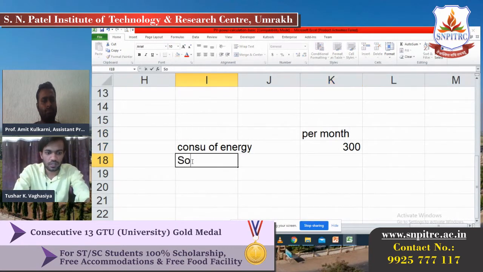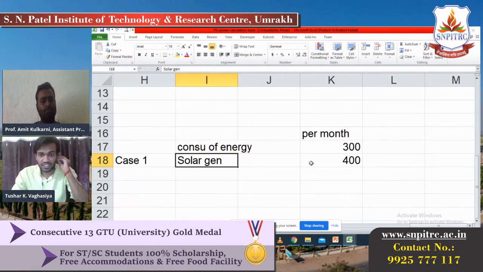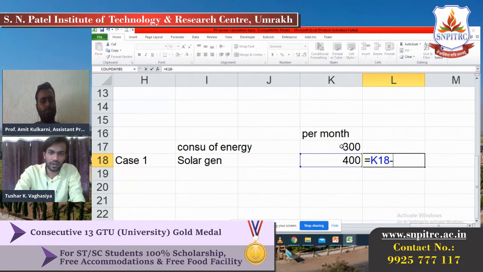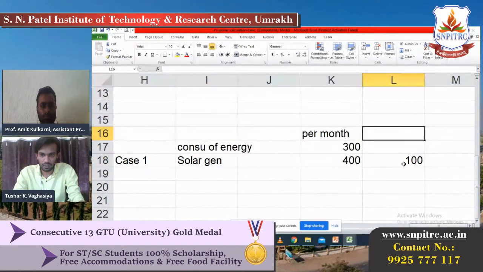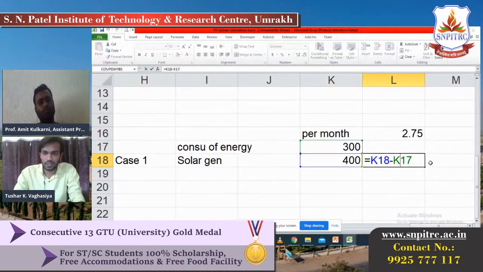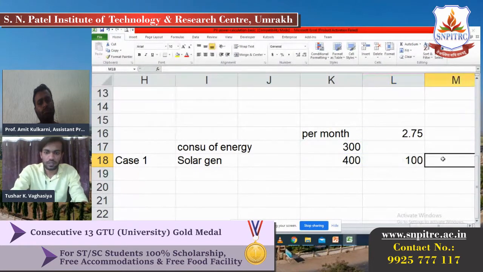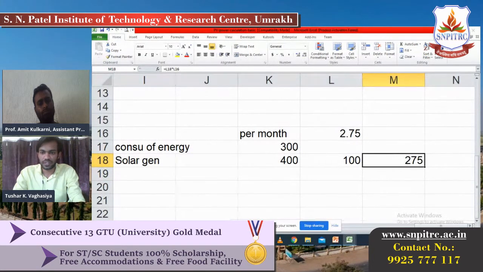And your solar generation is 400 units, right? So that is case one. In that case, if your solar generation is 400 units per month and your consumption is 300 units, you will give the surplus power to the grid: 400 minus 300, so you will give 100 units to the grid. So you don't need to pay the bill, and you will get a sum of money as per the agreement with the particular discom. Suppose in the current scenario the rate is 2.75 rupees per unit, right? So you will get 275 rupees from the grid if your generation is more than your consumption, right?